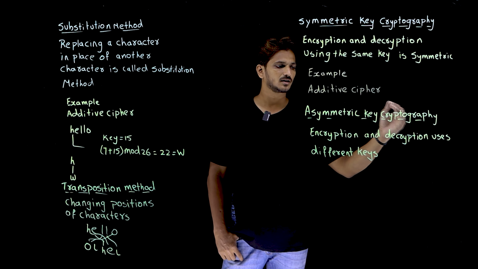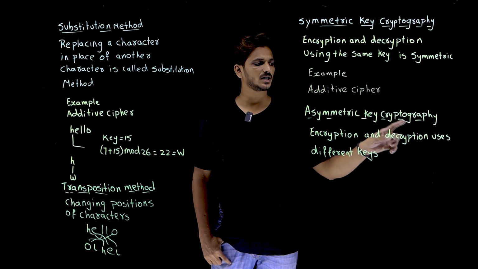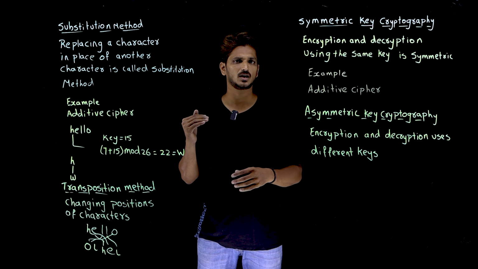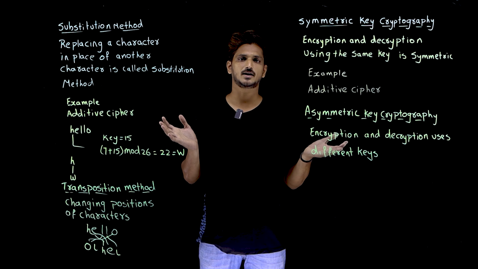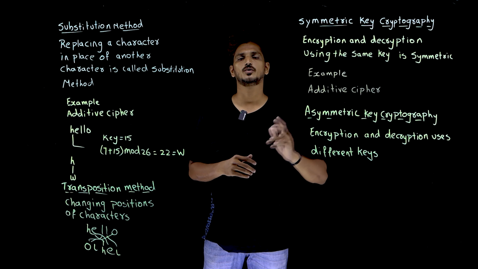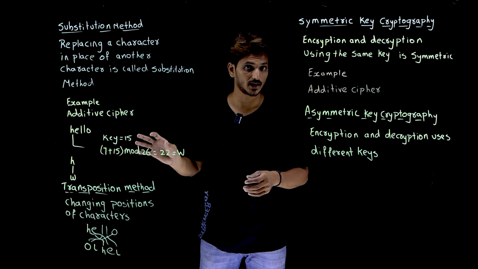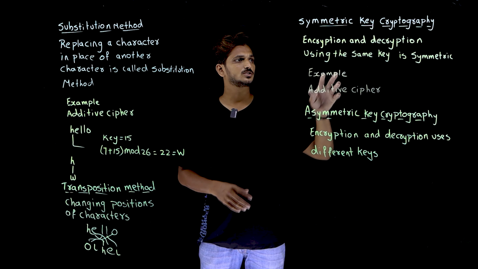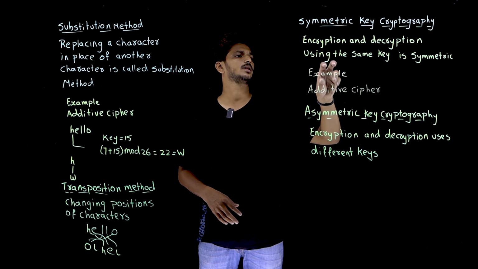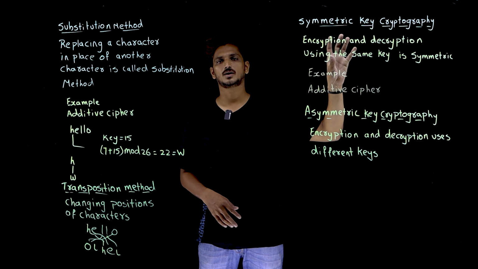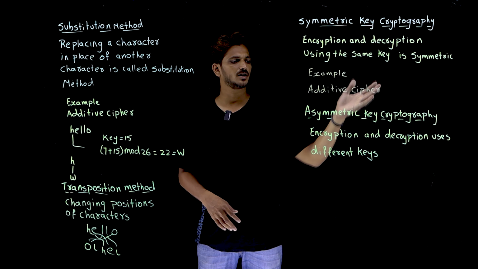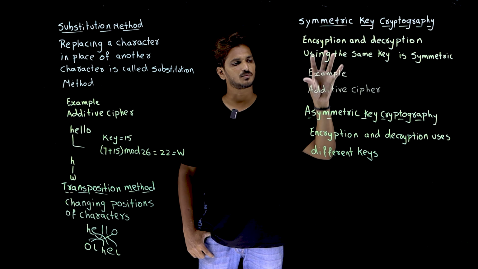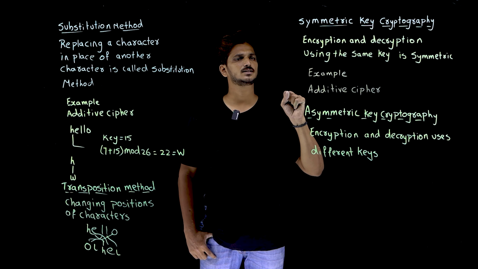Similarly, asymmetric key cryptography means encryption and decryption use different keys. Encryption is going to use one key and decryption is going to use another key. Then we say it is an asymmetric key cryptography technique. We have not yet discussed any asymmetric key cryptography technique as of now. After completion of all the possible methods we are going to use in symmetric key cryptography, we go to asymmetric key cryptography techniques. These are some of the terms which we are going to use in our coming classes.